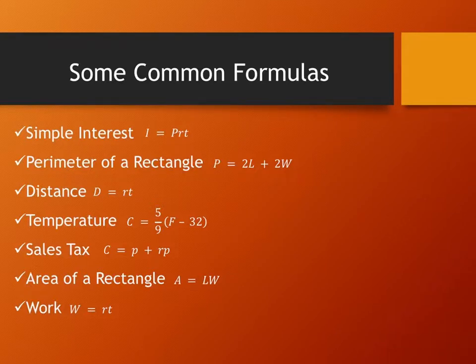The temperature formula for converting between Celsius and Fahrenheit, there's a couple of versions of it. This is one of them. Celsius equals 5/9 times, in parentheses, Fahrenheit minus 32.